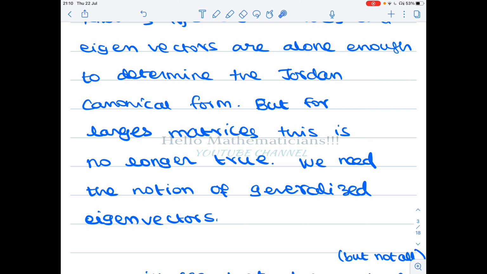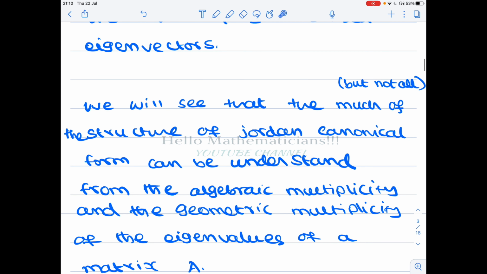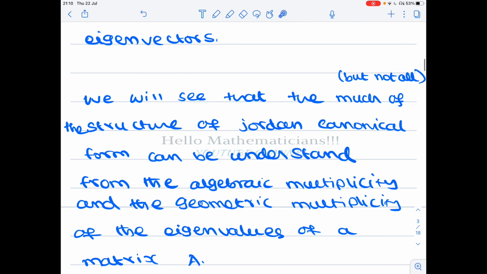So what do we need more? We need the concept of generalized eigenvectors, which we will see in part 2 of this video. Today we will not see what generalized eigenvectors are. Today we will see the connection between the size of the blocks in the Jordan canonical form and the algebraic multiplicity and geometric multiplicity. Then using this connection alone, we will see some problems. Depending on the video length, I will try to solve as many problems as possible.